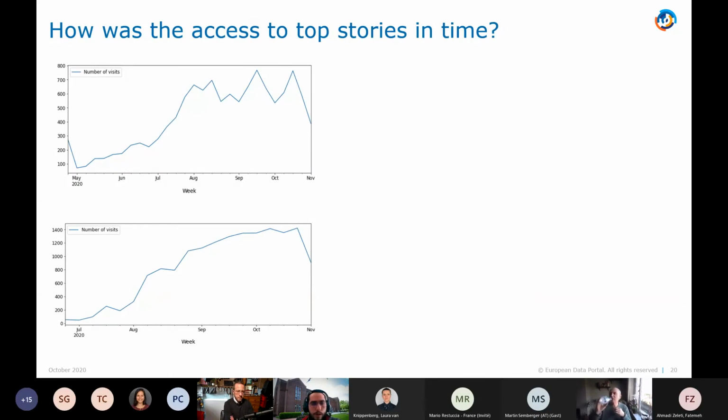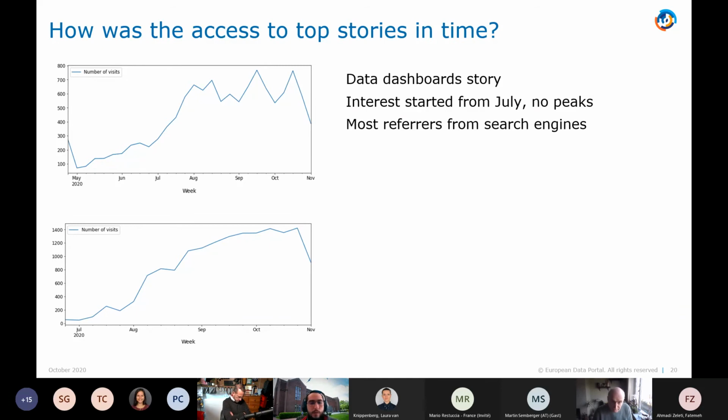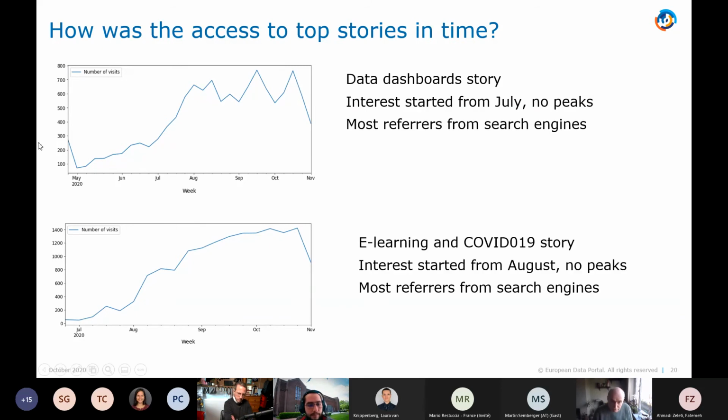We also wanted to see how the access to these top stories looked over time, to see if there was a peak in response to an event, maybe to a social media post. At least for the data dashboard story, this is the timeline here. The interest started in July, way before its initial publication. Then it kept steady, and there were no peaks. And again, most referrals came from search engines.